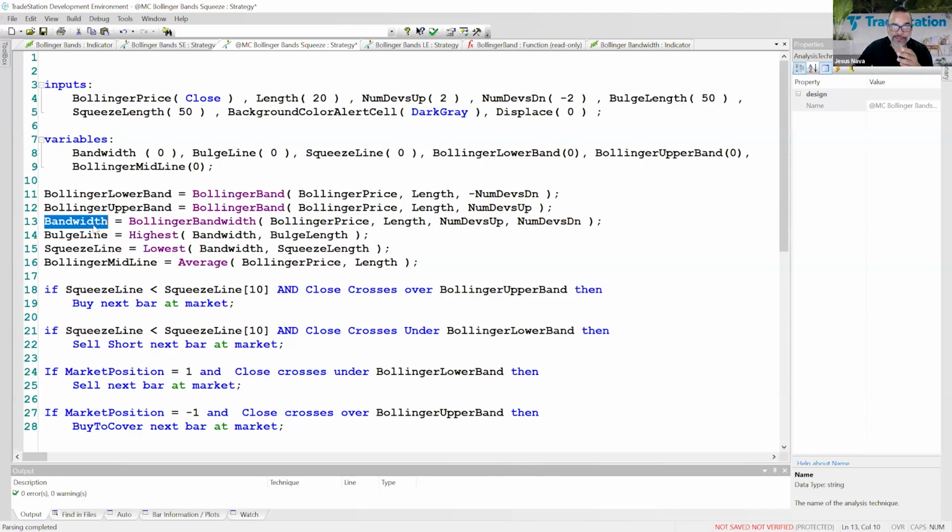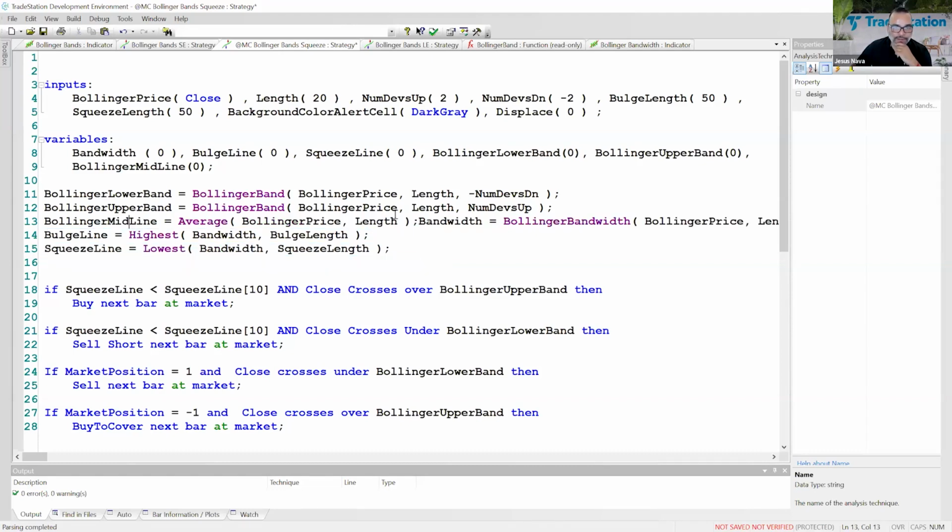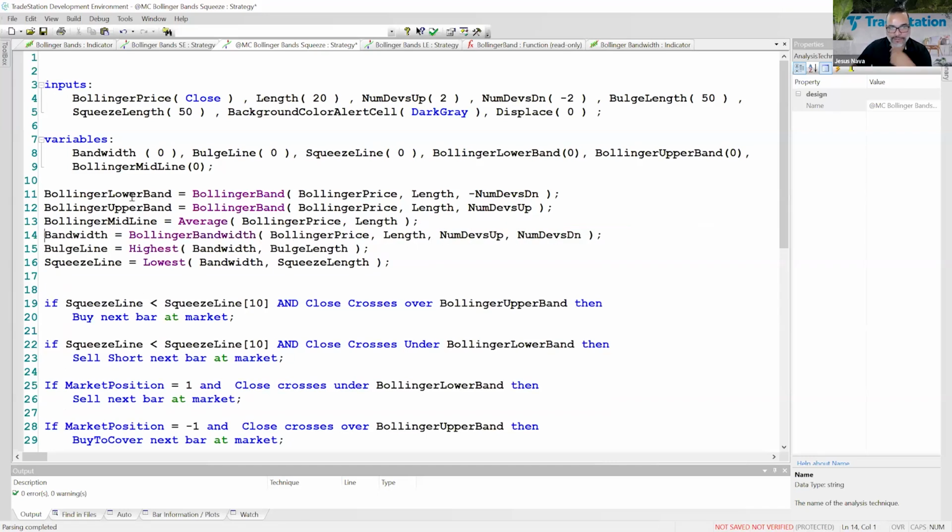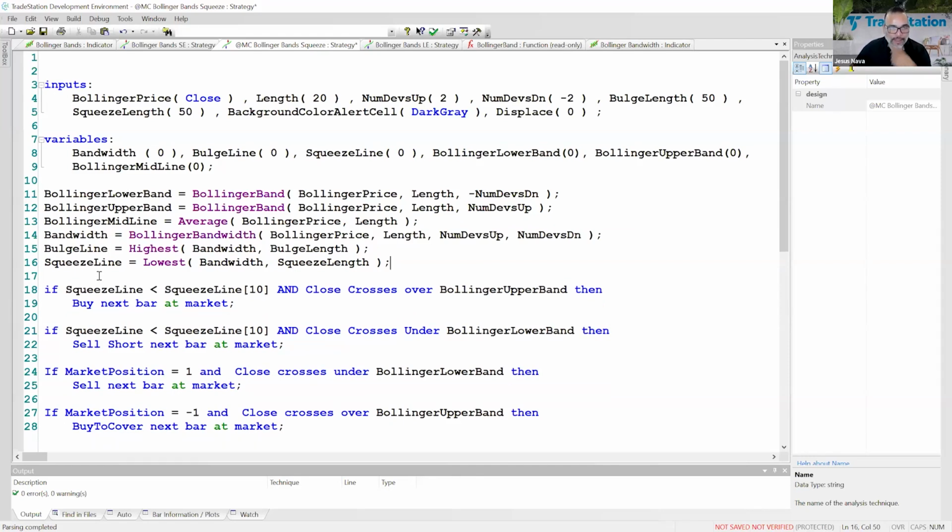Remember, the bandwidth just tells you how far apart the Bollinger Bands are. And we have a bulge line and a squeeze line. So the basis of the strategy is looking at the squeeze line and looking at what the value of that squeeze is. So the Bollinger midline was just the average. I needed that calculated, but let me move that here so it's right after the upper band, lower band, and the midline, and then the three calculated values for the bandwidth.